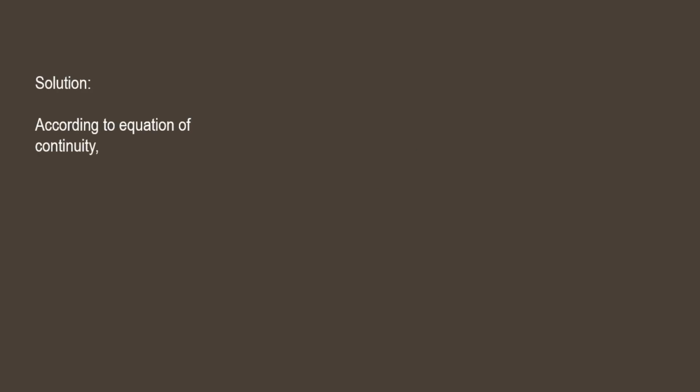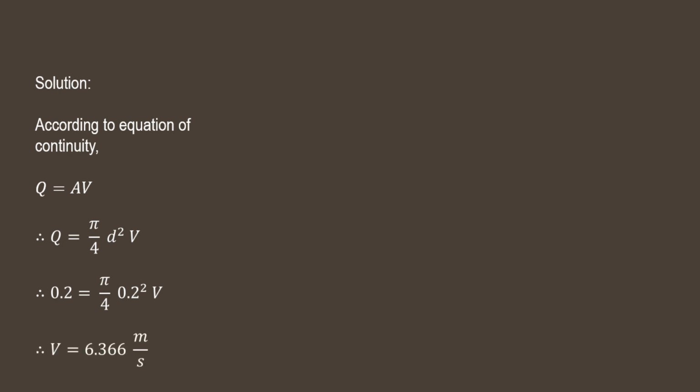So according to the equation of continuity, Q is equal to cross sectional area into velocity. So cross sectional area is pi by 4 d square into V. Substitute the value. So Q is equal to 0.2 and diameter is also 0.2. So value of V that we will get is 6.366 meter per second.